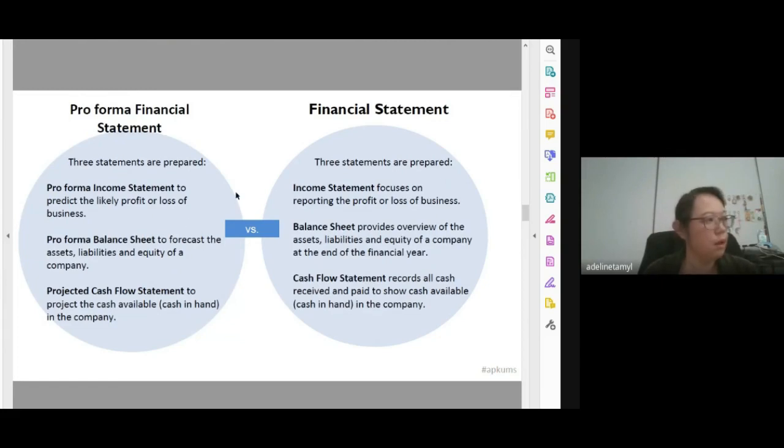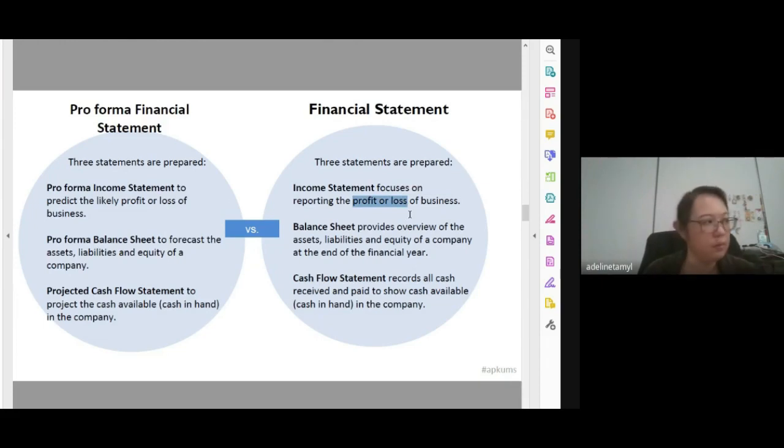So there are three statements. First is income statement. For the pro forma, we add the word pro forma, it means predicted. The second one, balance sheet. We have pro forma balance sheet. Third, cash flow statement. We also have pro forma cash flow statement. So you have to really understand the purpose. The first, income statement, is to show or report the profit or loss. Apakah keuntungan ataupun kerugian syarikat? If the company is making loss or profit.